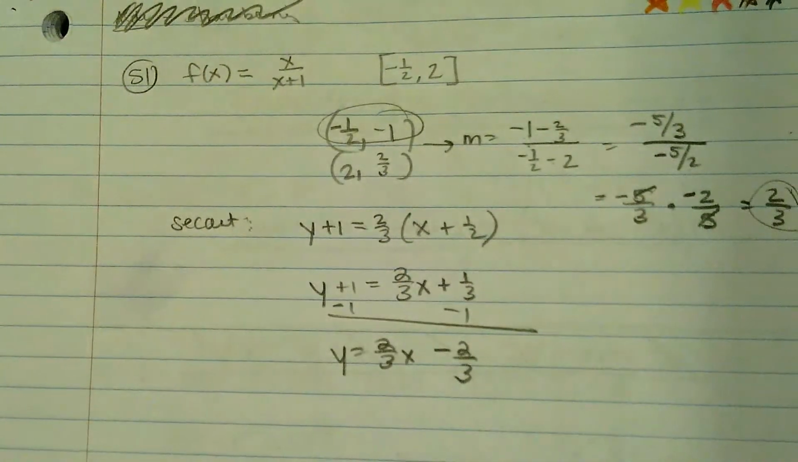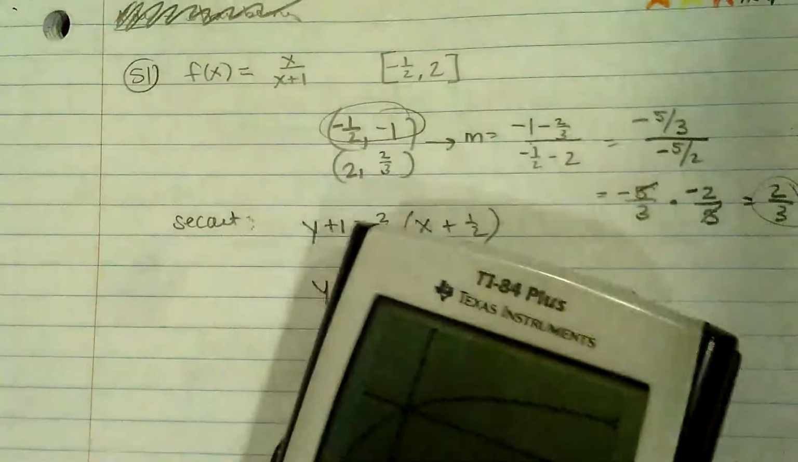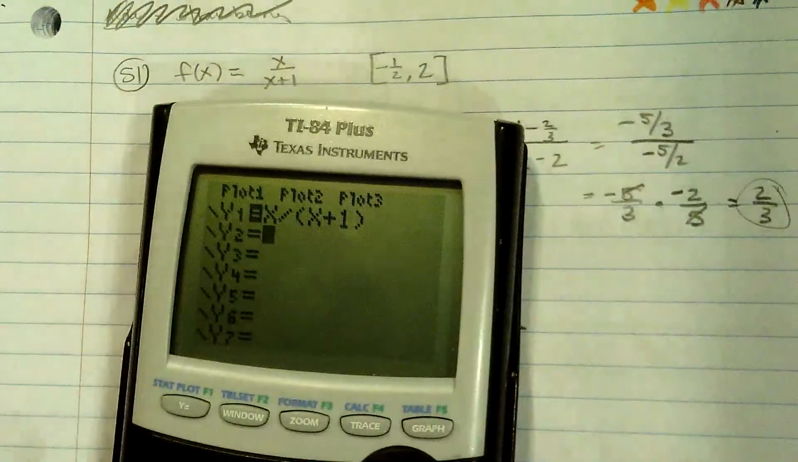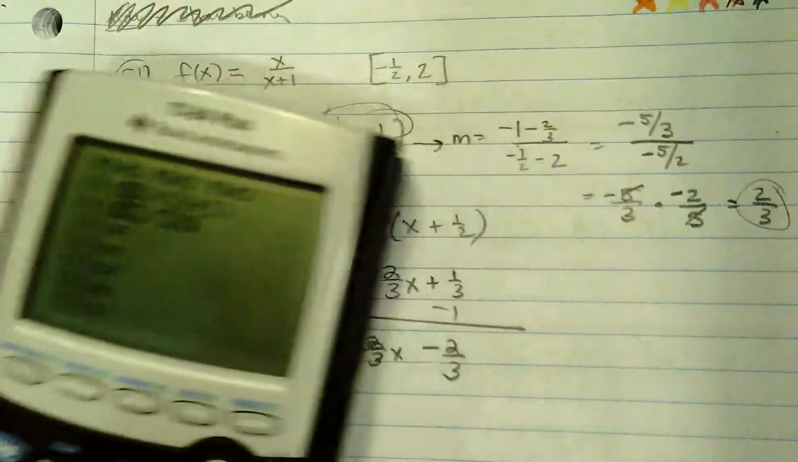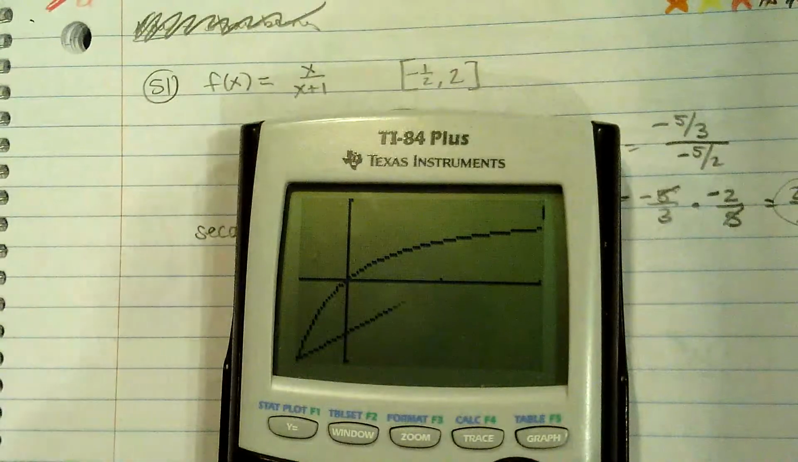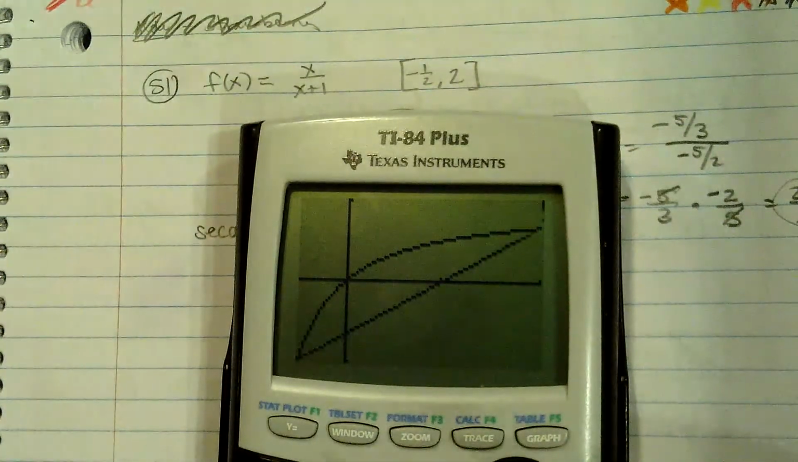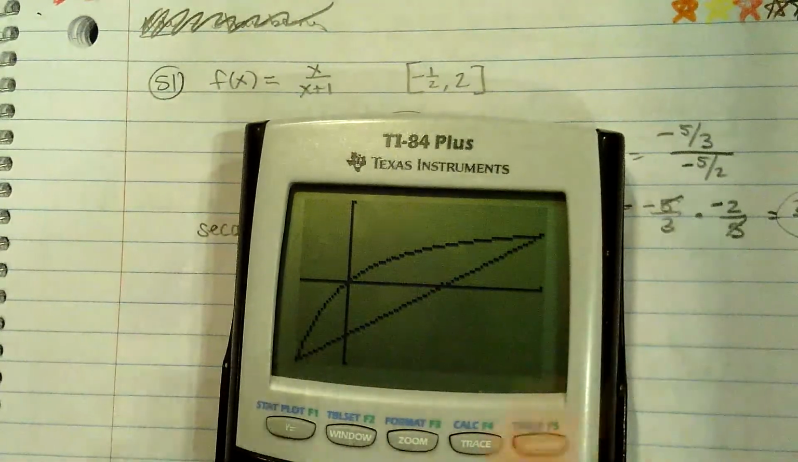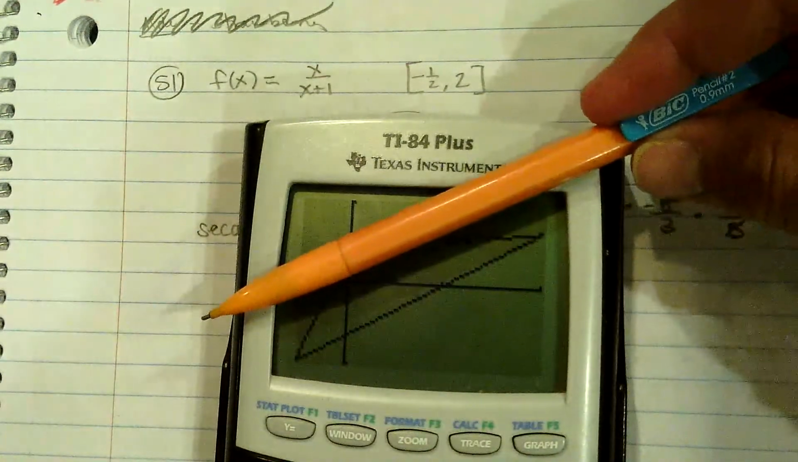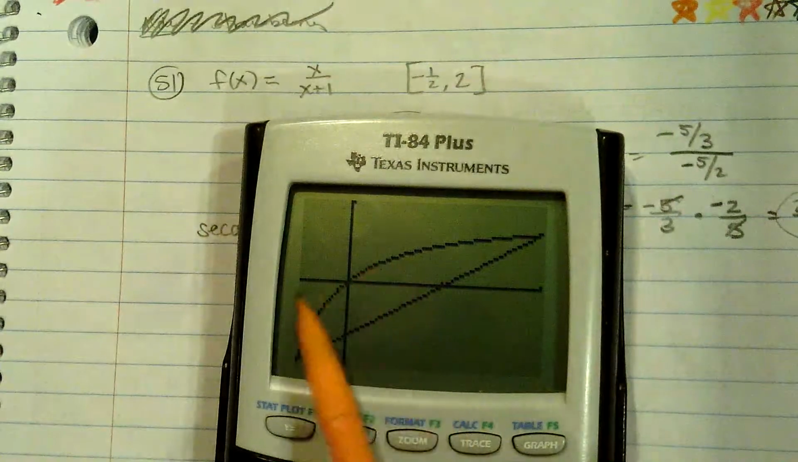When I add that to my graph, hopefully we'll see that that's an accurate secant line. 2/3 x minus 2/3. Okay, so my average rate of change is right there. So at some point on the graph, if I were sliding this like a pencil, my guesstimate is that it's going to be right around there.